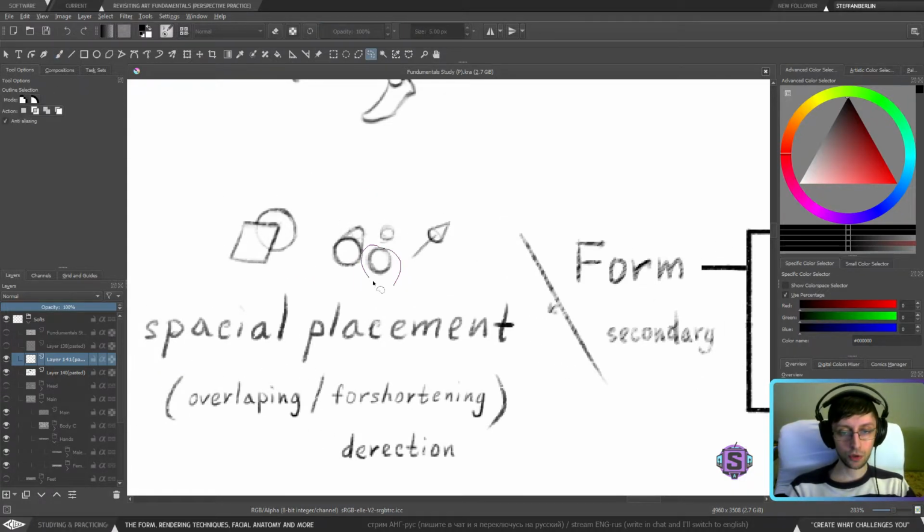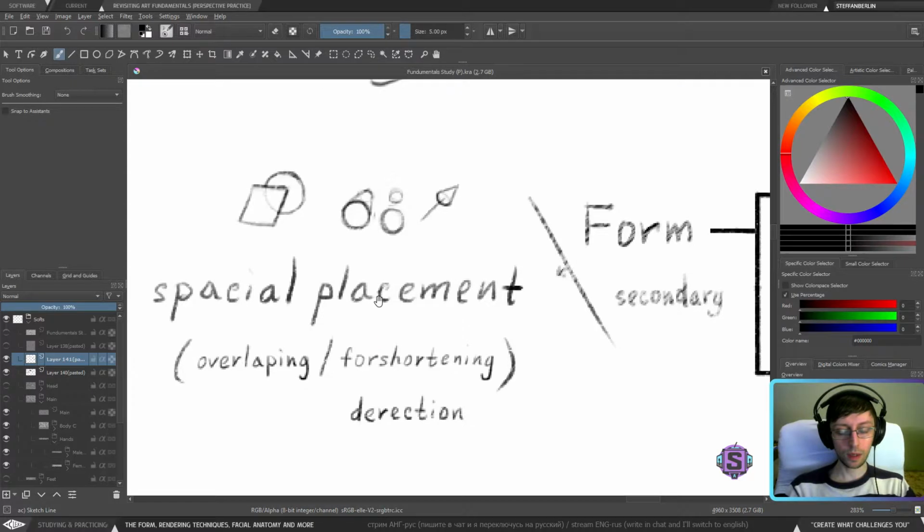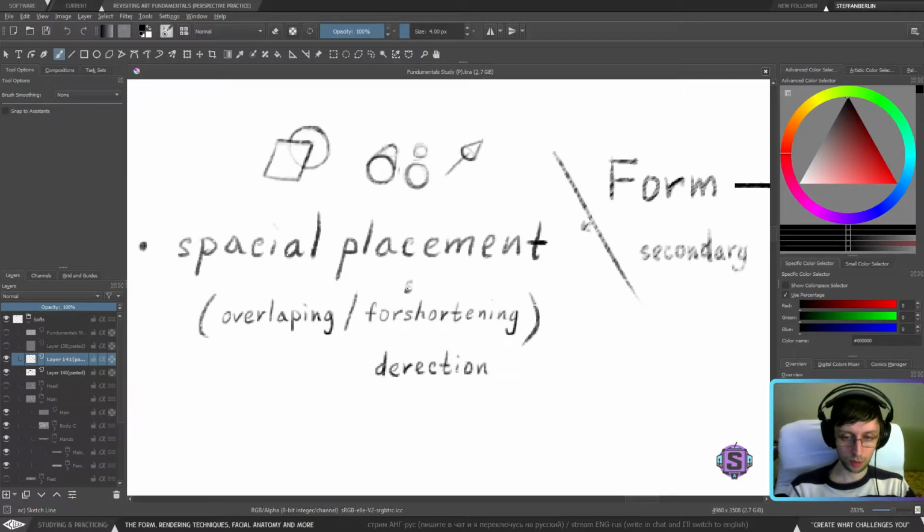The other way to integrate foreshortening is to use scaling. Again, let's just establish that scaling works too. So foreshortening and scaling will work the same.